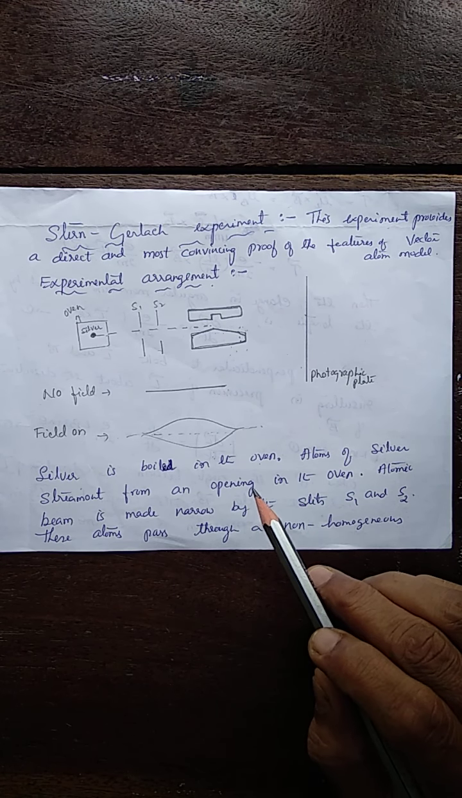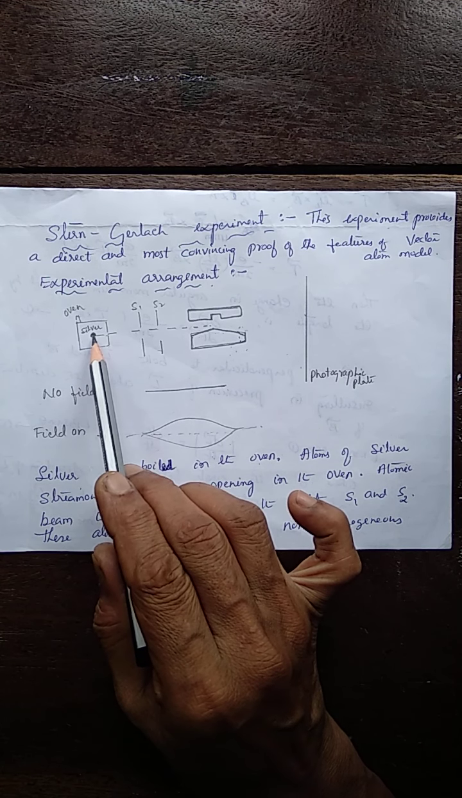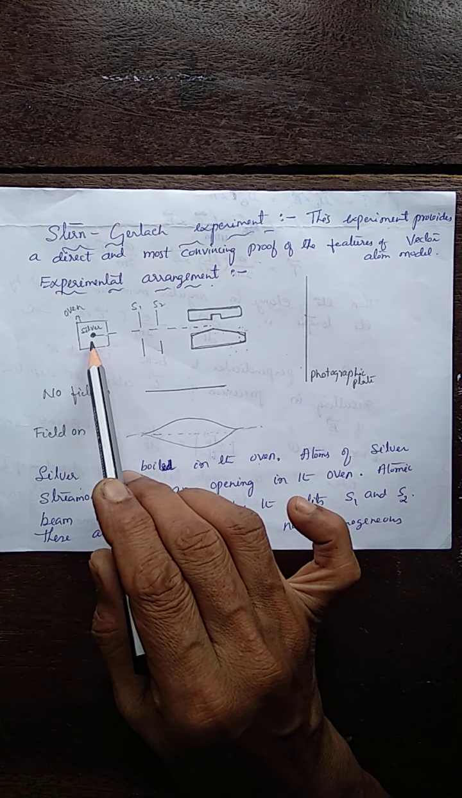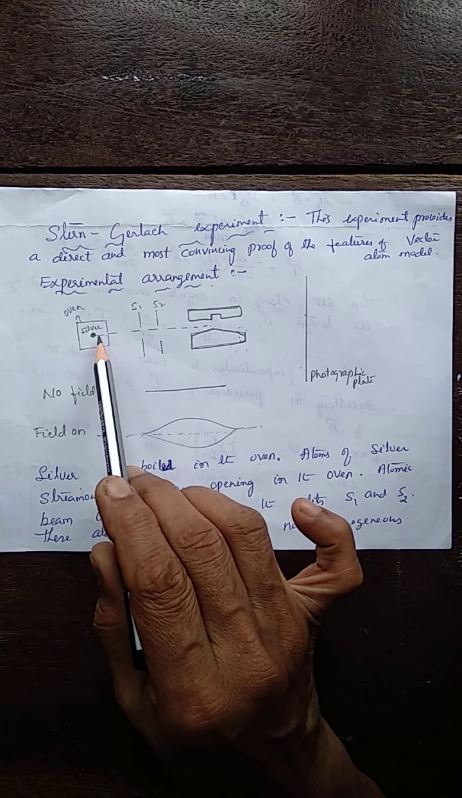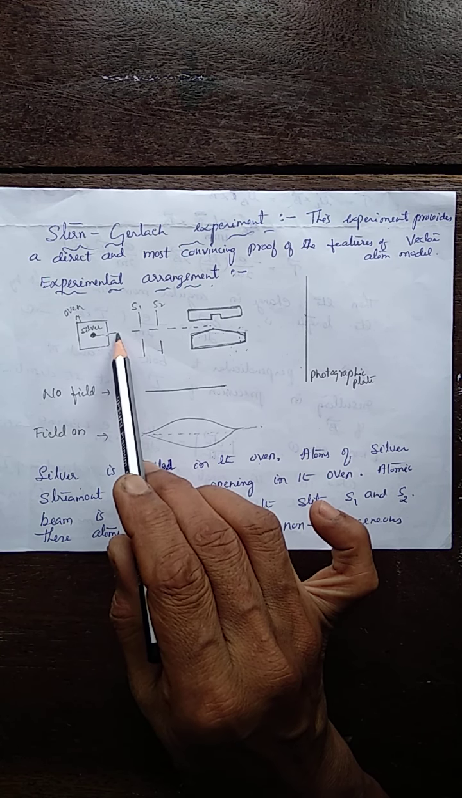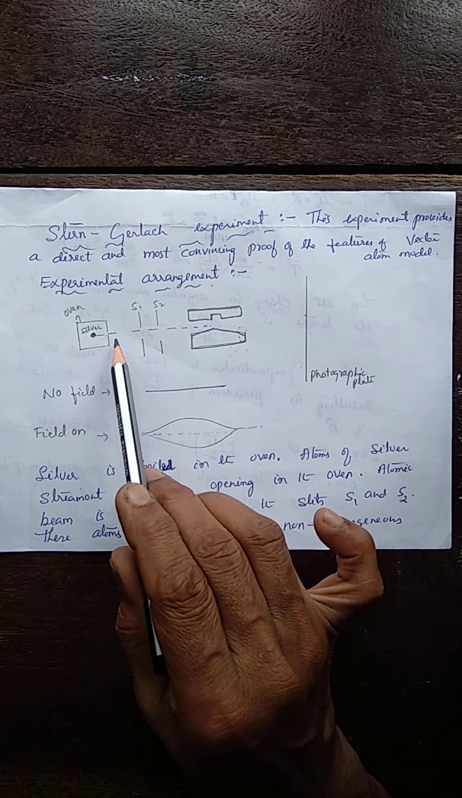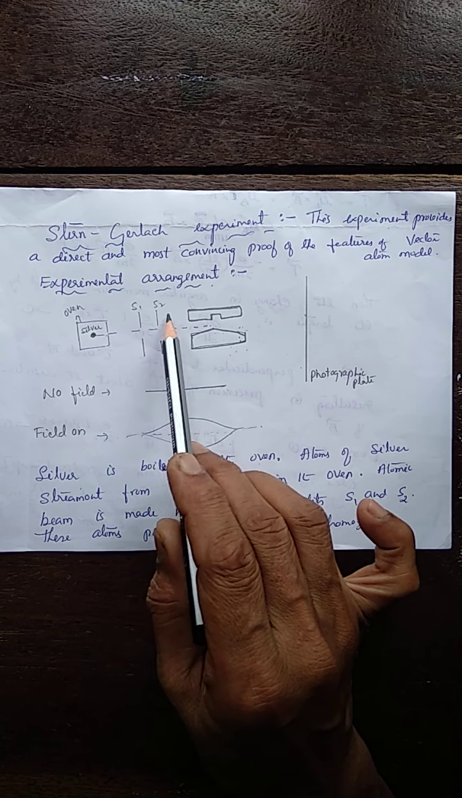The experimental arrangement consists of an electric oven. The silver is taken in that electric oven, and the silver is heated electrically. The atoms evaporated from the silver are made to pass through this opening, and then those atoms are collimated into a beam using the slits S1 and S2.